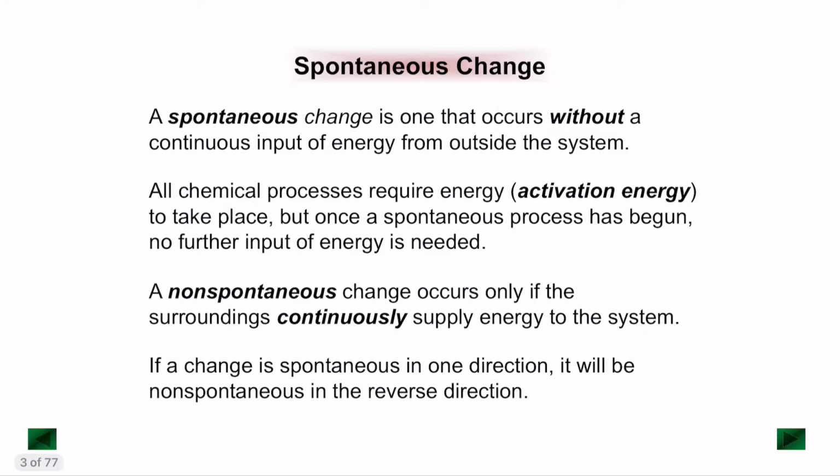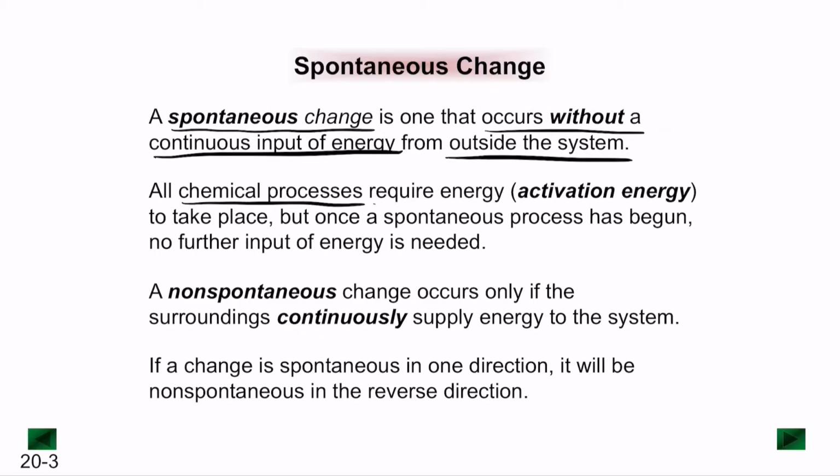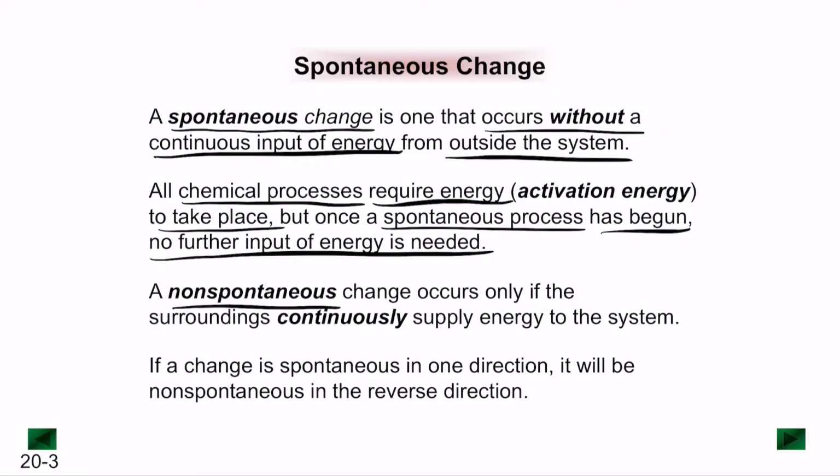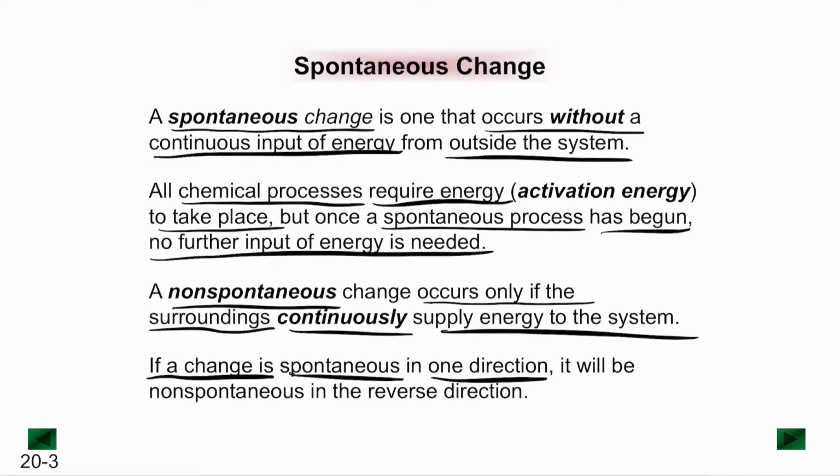So let's start with what is a spontaneous change. A spontaneous change is something that occurs without continuous input of energy from outside of a system. All general chemical processes require energy to take place, but once you start a spontaneous process, there is no requirement of input of a further amount of energy. Conversely, a non-spontaneous change occurs only if the surroundings continuously supply energy to the system. If a change is spontaneous in one direction, it will be non-spontaneous in the reverse direction.